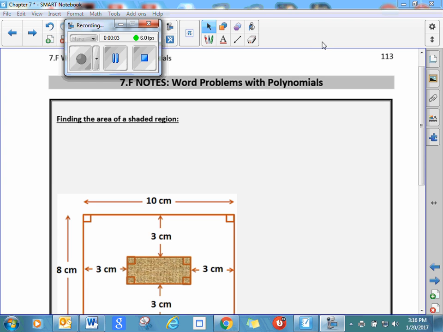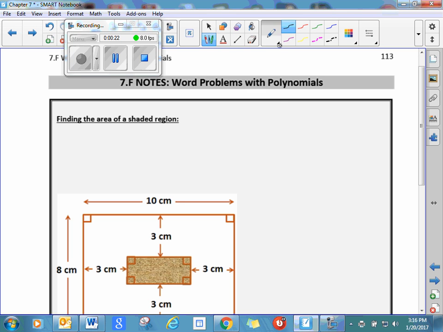So now we get to do some fun word problems and picture rectangle problems. These are classic Algebra 1 problems. You're going to see these again and again. So I hope you enjoy them. They're fun, I think.